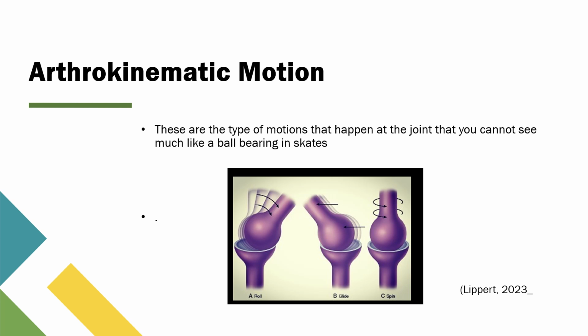Arthrokinematic motion usually has three types of motions. And these are roll, glide, and spin. So if you look at the picture that's there, you can see how the little ball is rolling on the cup, and then you can see how that ball glides on the cup, and then how the ball spins on the cup. And we will go into more details with that also in a later lecture.